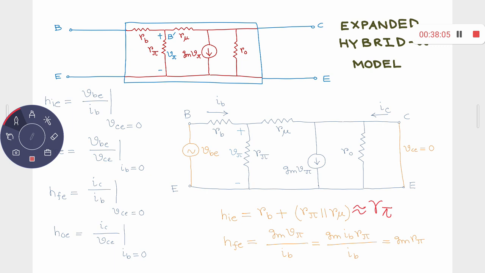Okay, and then what was that? HFE is given by IC upon IB, with VC equal to 0. So what is the relationship between HFE and the pi model's parameters?